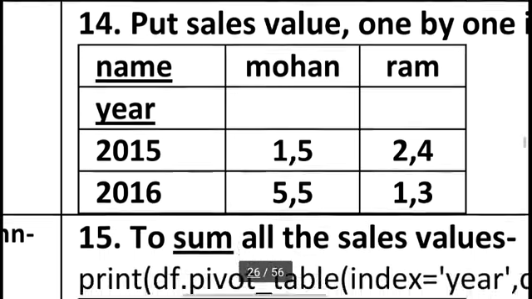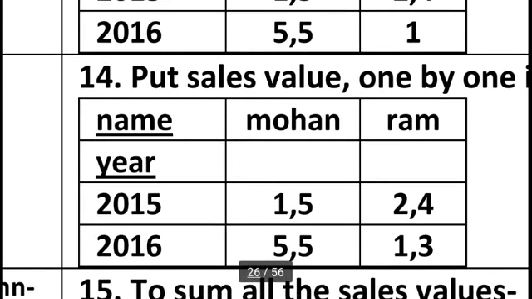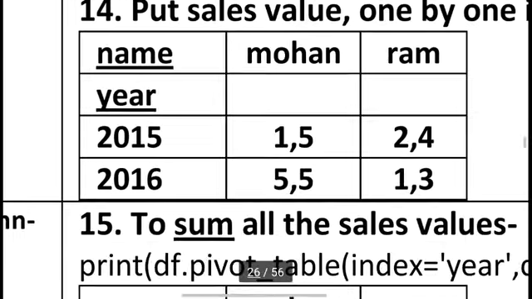Okay, but this is a pivot table, and I want to analyze the values 1,5, 2,4, 5,5, 1,3. Suppose I want to sum this cell value, find the maximum of this value, find the minimum of this value, or we can also find the average. Average is an important thing. So how can I do it?